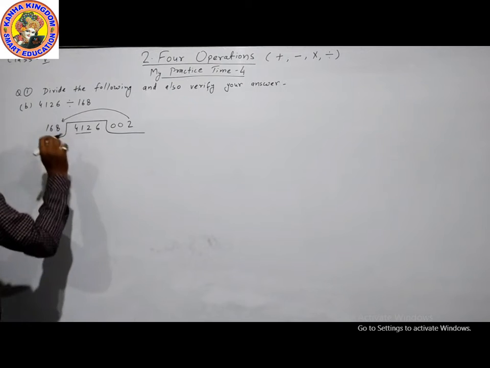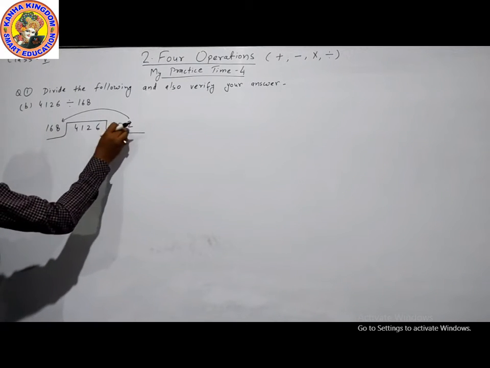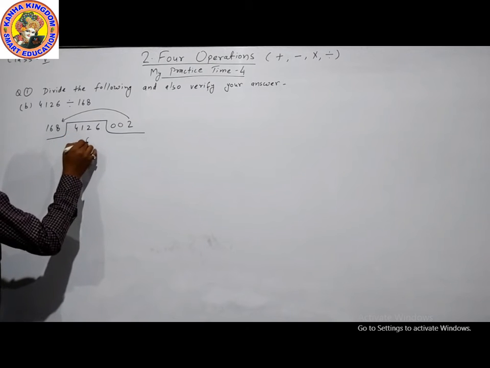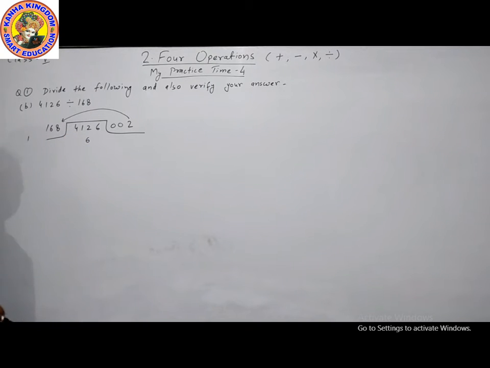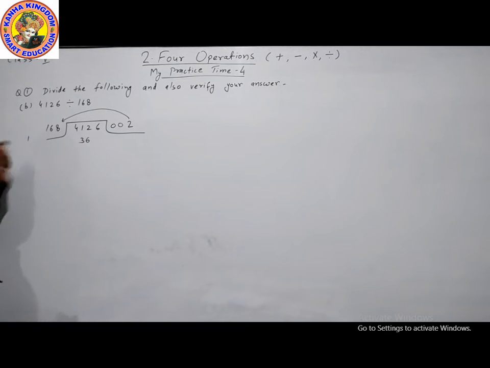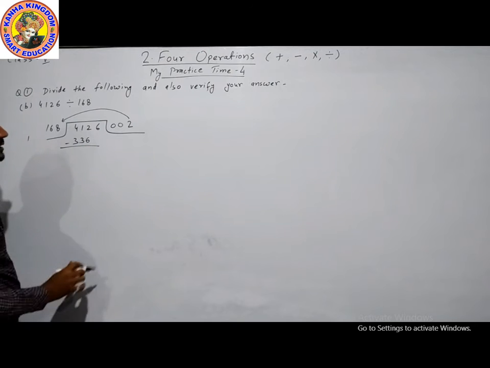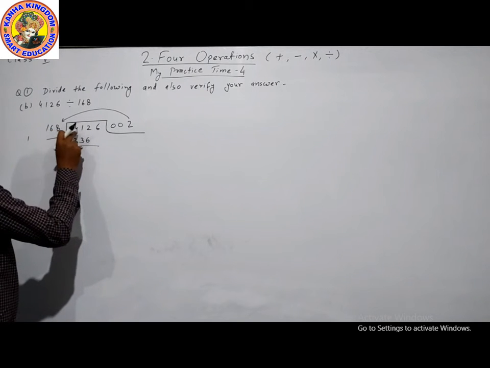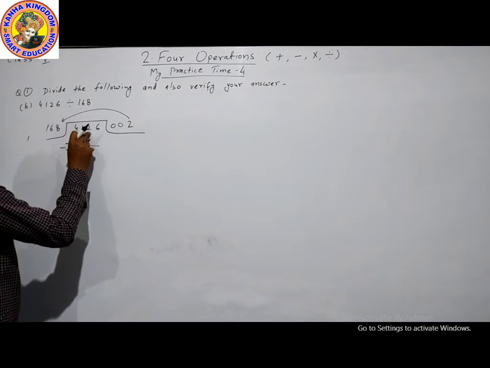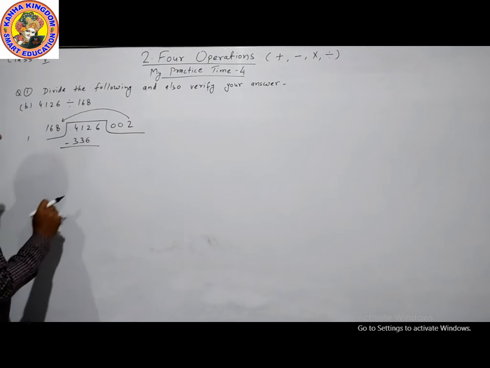Multiply this number. So 2 into 8, 16. 2 into 6, 12 plus 1, 13, carry 1. 2 into 1, 2 plus 1, 3. Now subtract. Here is 168, here is 412, we divide by 2. After multiplication we get this number.